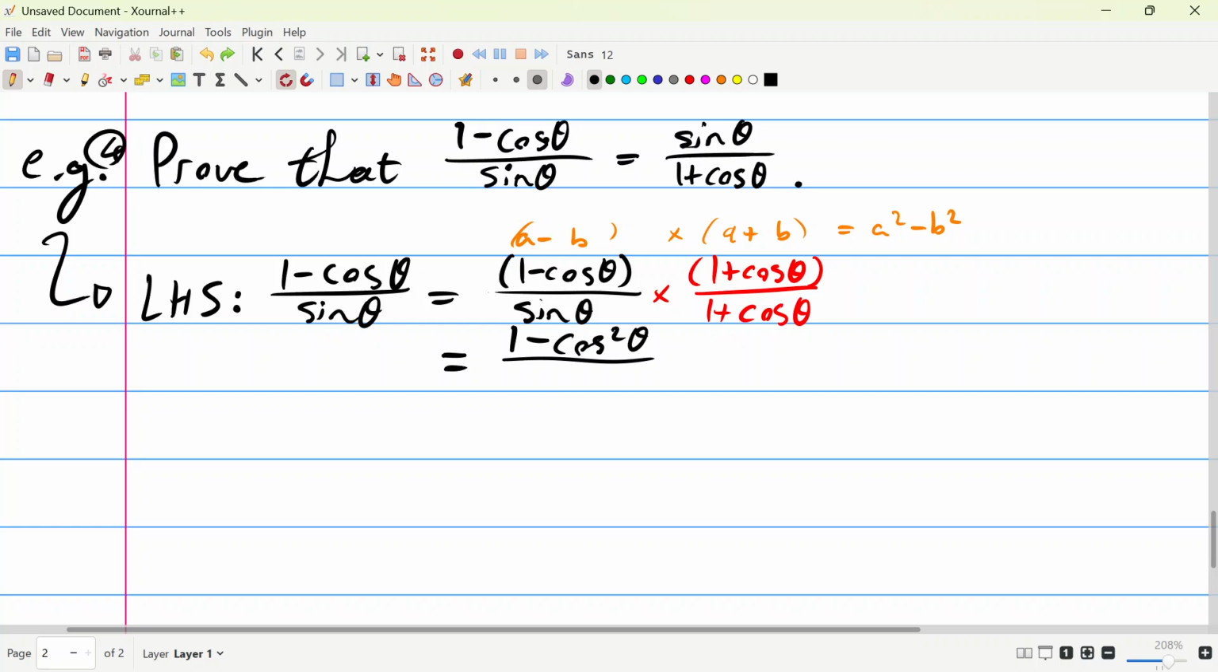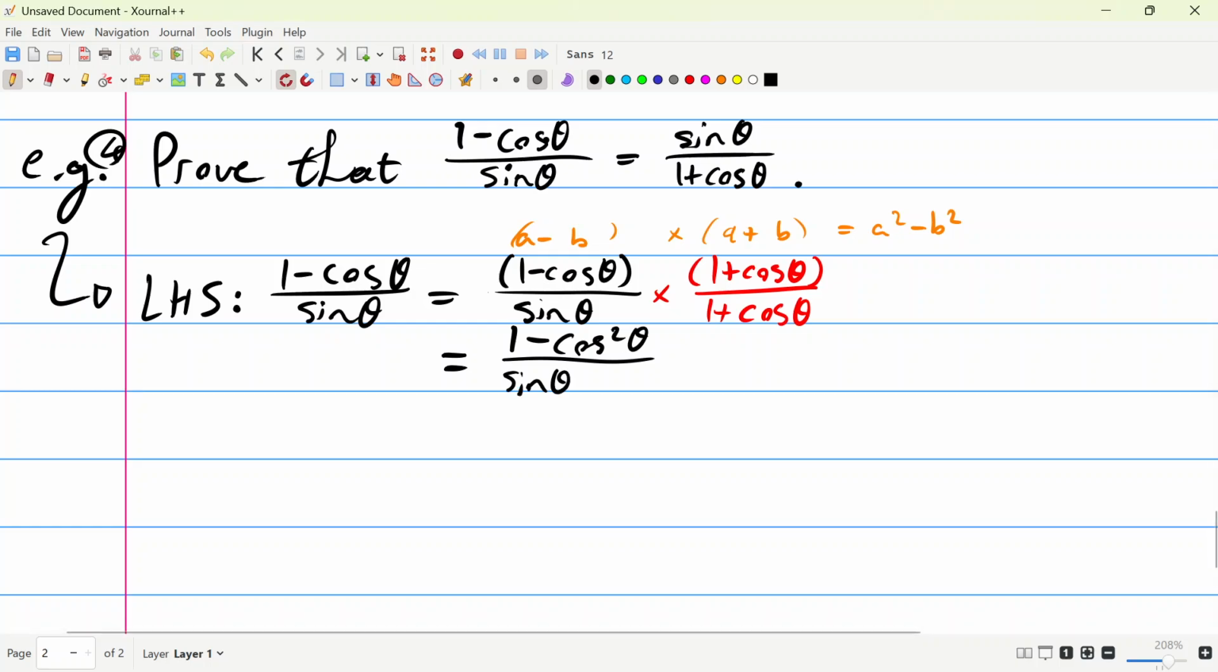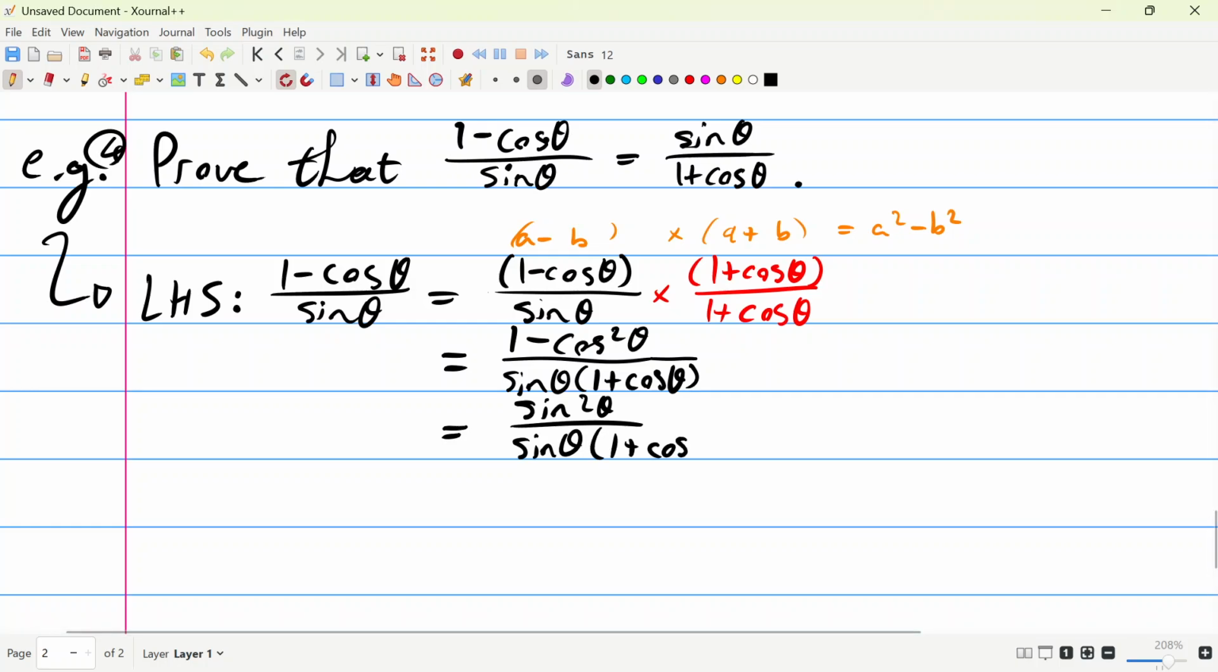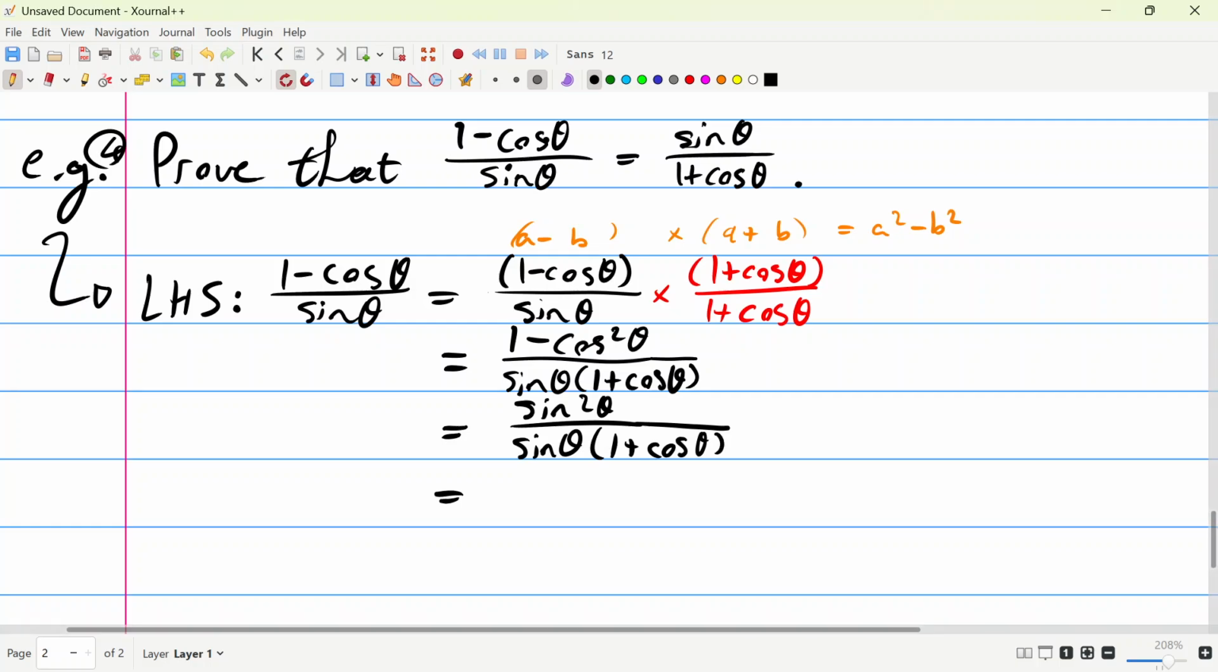now we can deal with the denominator, which is sine theta multiplied by 1 plus cos theta. Remember, we still have that. So sine theta multiplied by 1 plus cos theta. Okay. Now we can replace this with our identity. We know that 1 minus cos squared theta using the identity is just sine squared theta, over sine theta (1 plus cos theta). And notice that we can cancel out the sine squared theta with one of the sines on the bottom. Therefore, we're left with sine theta on its own, all divided by 1 plus cos theta.